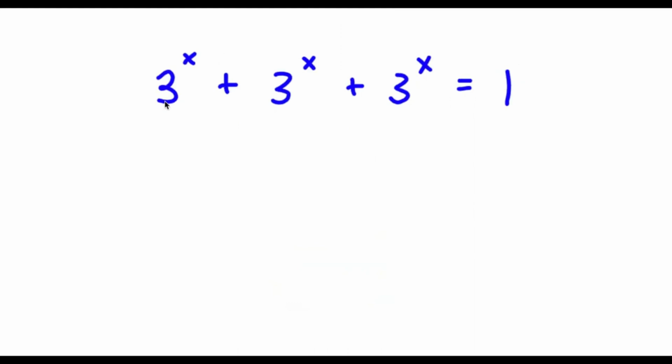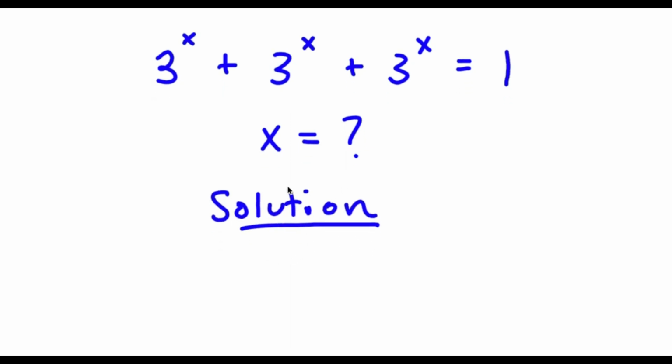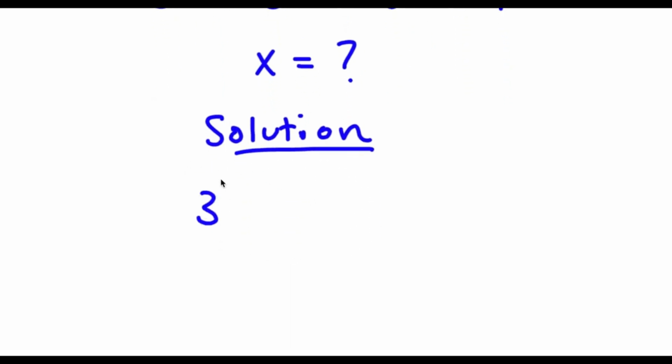Alright, so I have 3 to the power of x plus 3 to the power of x plus 3 to the power of x is equal to 1. So I want to find the value of x here. So for my solution, first start with 3 to the power of x plus 3 to the power of x plus 3 to the power of x is equal to 1.